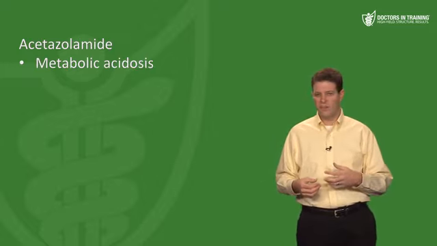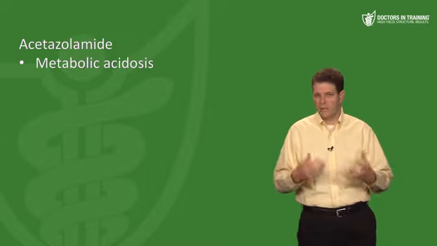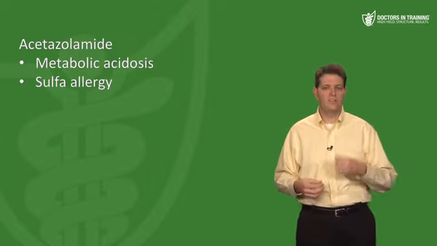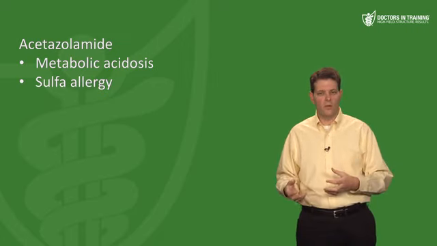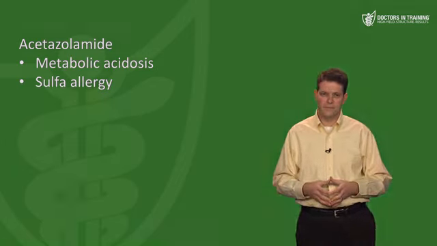Even if you're using acetazolamide eye drops for glaucoma, it can still cause metabolic acidosis. You're losing bicarb in the urine, you're becoming acidotic. Then it's also a sulfa drug, so it can lead to sulfa allergy. So if you have a patient with a sulfa allergy, you don't want to give them acetazolamide. Now, lots of different diuretics are sulfa drugs, so you're going to need to pay attention to that.